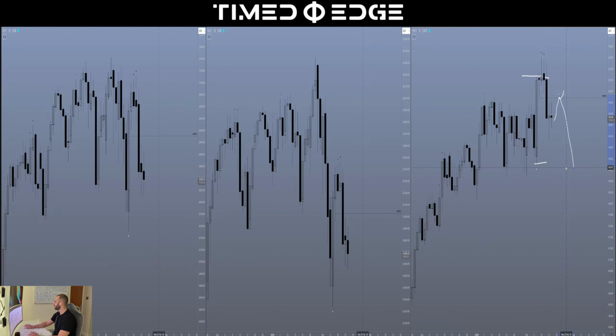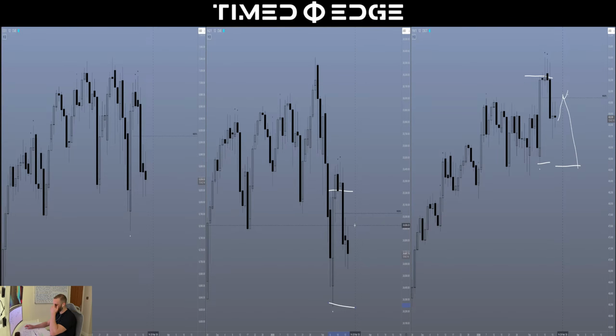Same here, similar kind of thick body candle. We've managed to close below here. Excuse me, something in my eye. Yeah, maybe we pull up into this and then go further down.